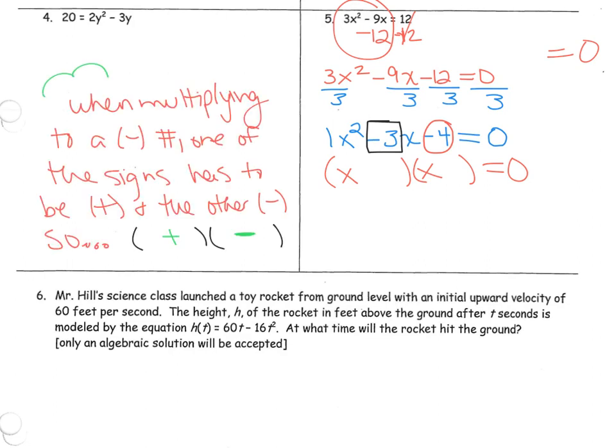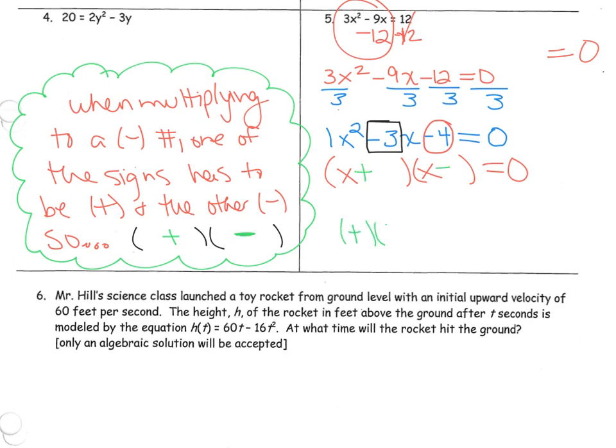Okay, so I wrote that over here for you. When you multiply to a negative number, you should already know the signs in between have to be plus and minus, because a positive times a positive is a positive, and a negative times a negative is a positive. The only combination that's going to get you to a negative number is one plus and one minus. So I already know one's going to be plus and one minus.